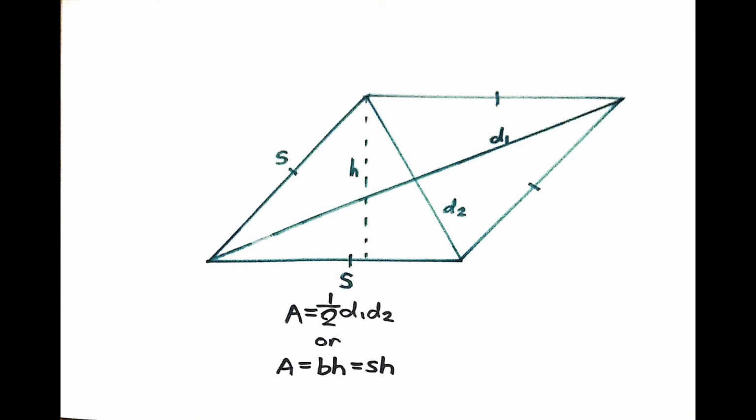This means that we have 2 equivalent area formulas for a rhombus. The base times the height. In this case, our base is S, so it's S times H, where H is the height. Or it is 1/2 times the diagonals, 1/2 D1 D2, where D1 and D2 are the lengths of the diagonals.